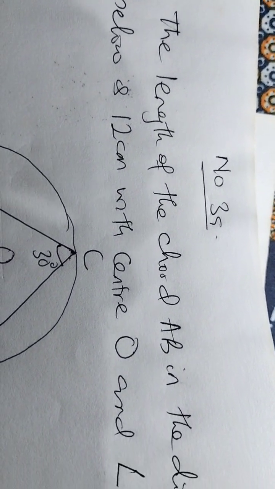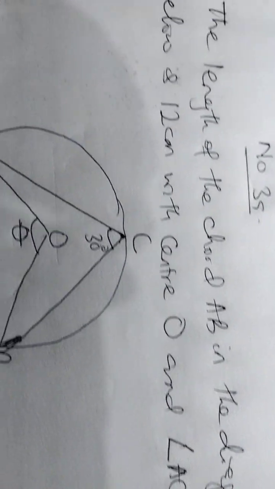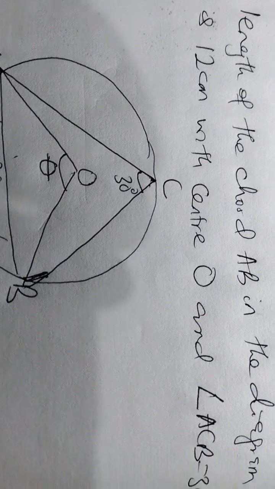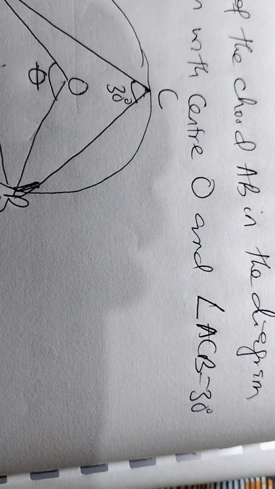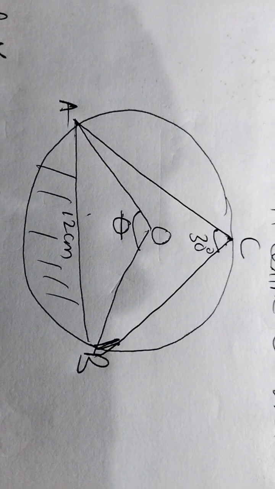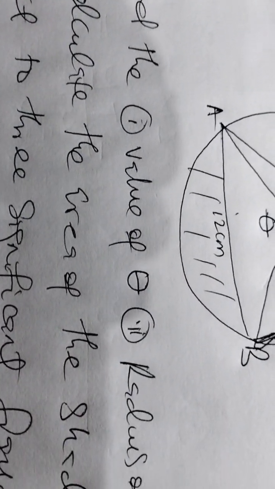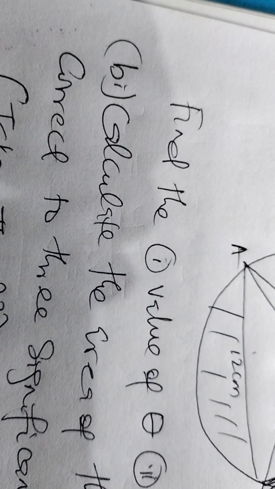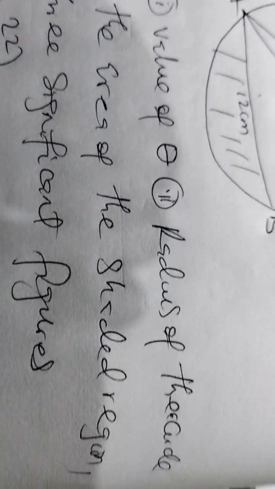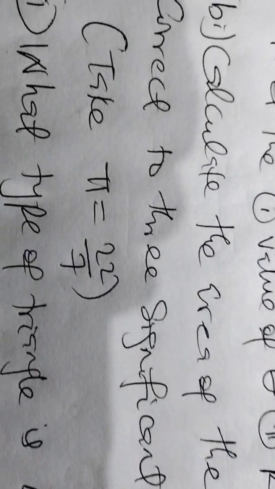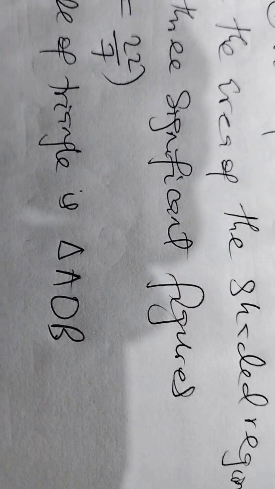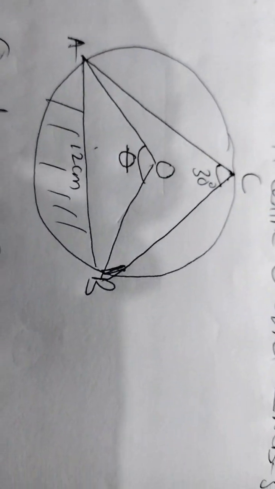Number 3: the length of the chord AB in the diagram below is 12 cm with center O and angle ACB as 30 degrees, as you can see there. We ask: (i) find the value of theta and the radius of the circle, (ii) calculate the area of the shaded region correct to three significant figures, taking pi as 22/7. Then part (b) says what type of triangle is triangle AOB.